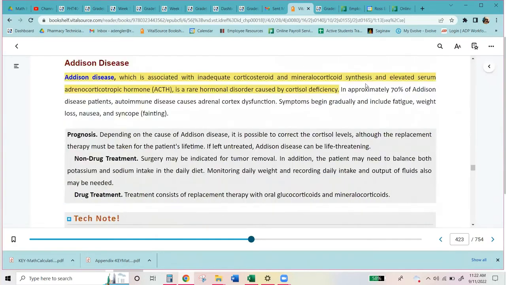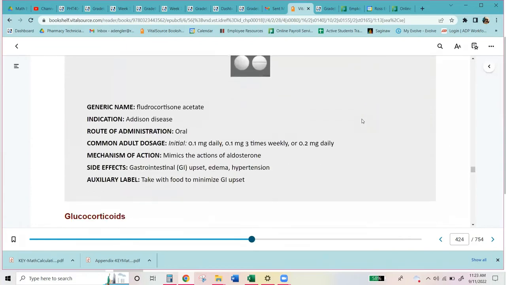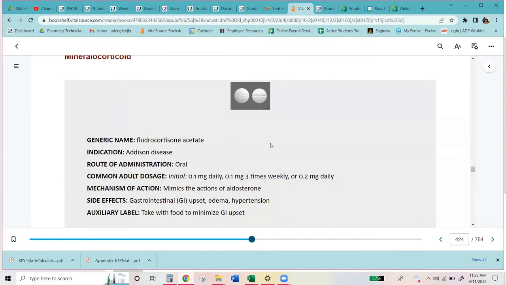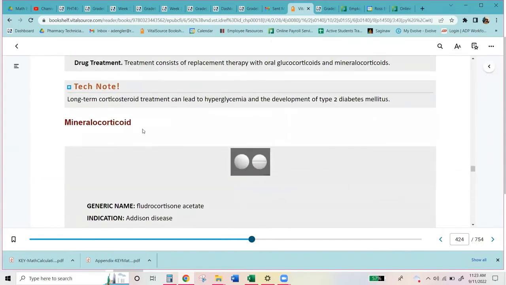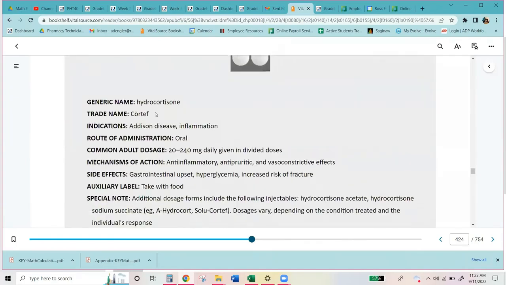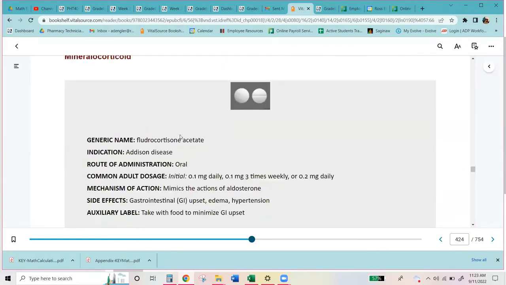Addison's disease, which is associated with inadequate corticosteroid and mineralocorticoid synthesis and elevated serum ACTH, is a rare hormonal disorder caused by cortisol deficiency. For Addison's disease, we have the medication fludrocortisone. That's a mineralocorticoid. A glucocorticoid, we have Cortef, which is hydrocortisone, but it's the tablet. It's an oral formulation, not the cream.